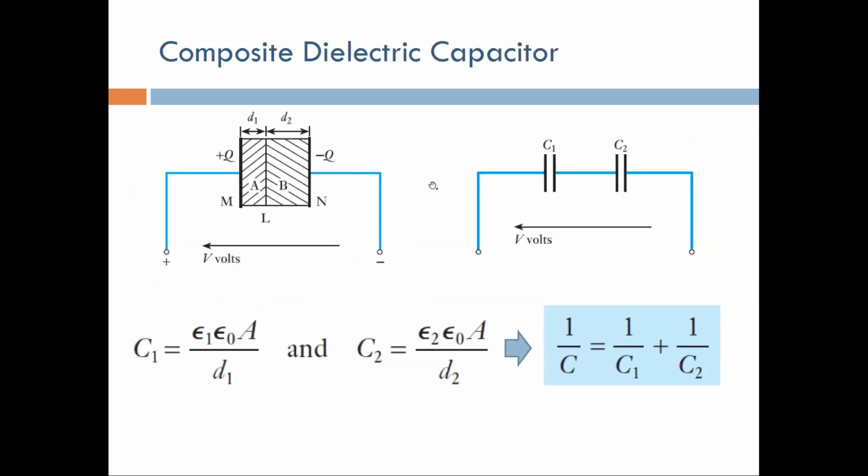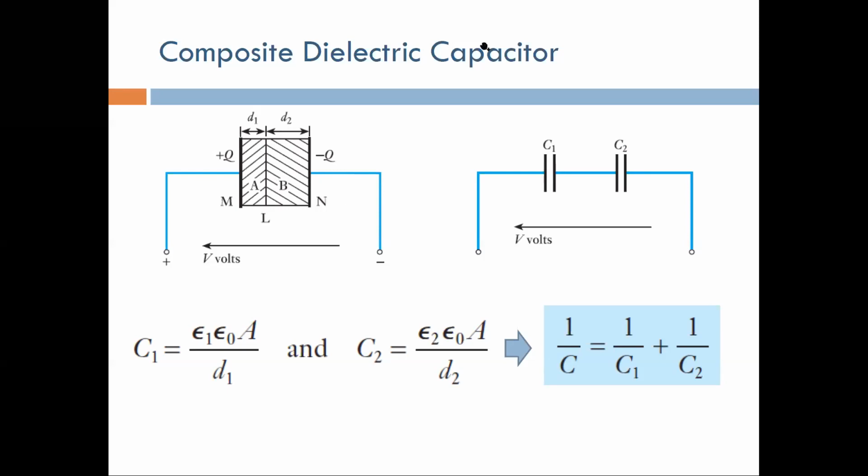What about if we have a composite dielectric capacitor? For example, a capacitor that has a dielectric made up of two different materials. You have a plate here and a plate there, and you have a thickness d1 of dielectric A, and a thickness d2 of dielectric B. What would happen then? How can we calculate the capacitance in this case?